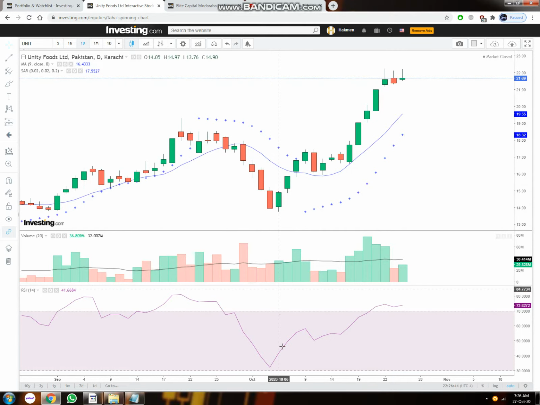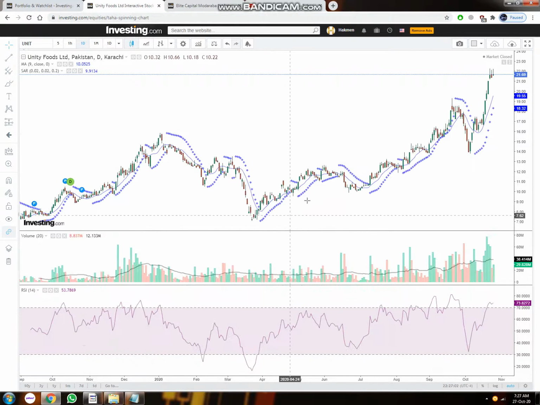And you can also see here that at this level it changed course, that now it has risen from its oversold area. You can see right here, and now it's trading here. So that was for an uptrend.